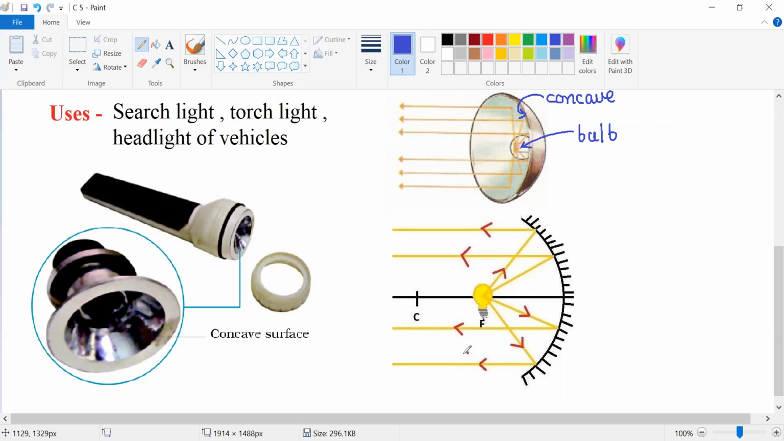And thus, in a headlight, in a torchlight, or in a searchlight, the bulb is placed at a focus of a concave reflector, and this is how the rays get reflected after striking the mirror.